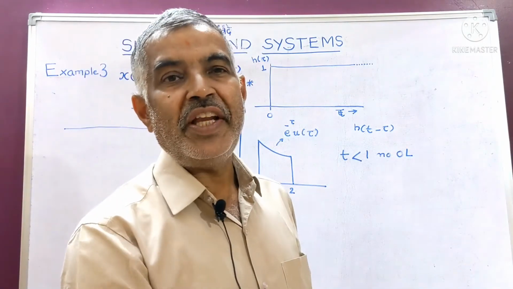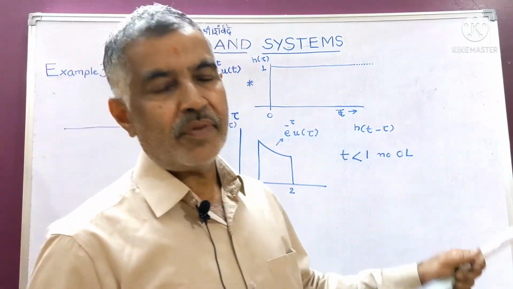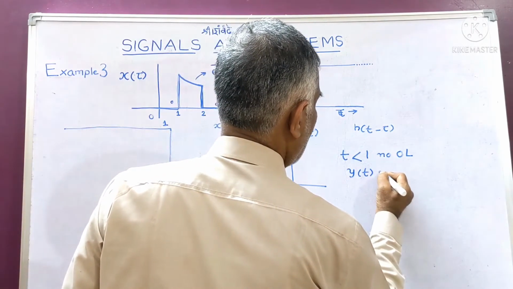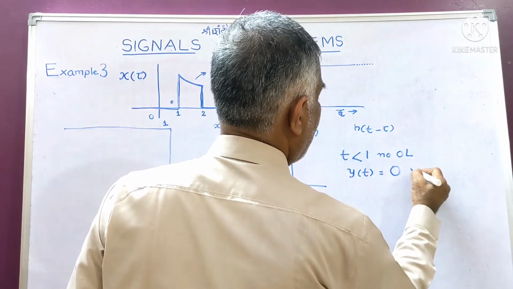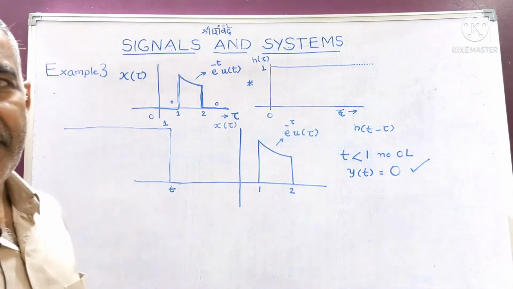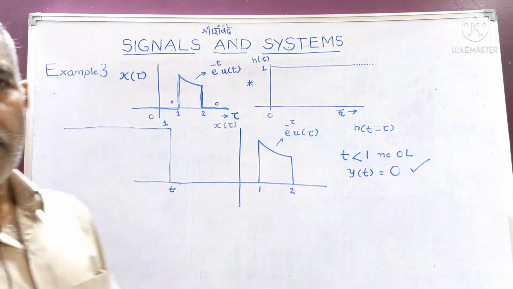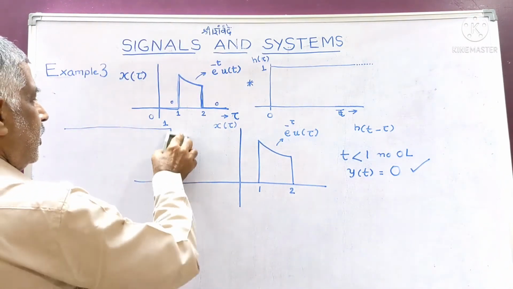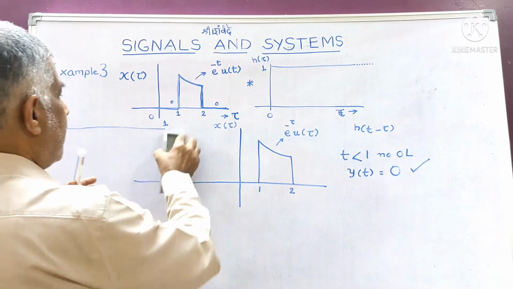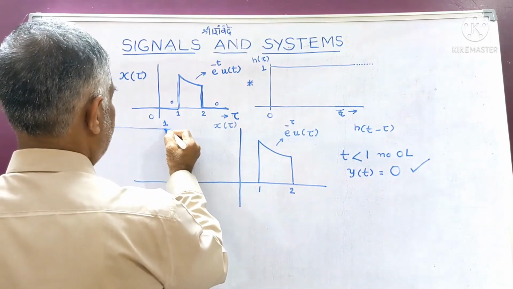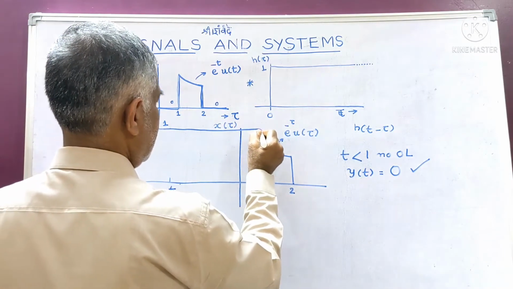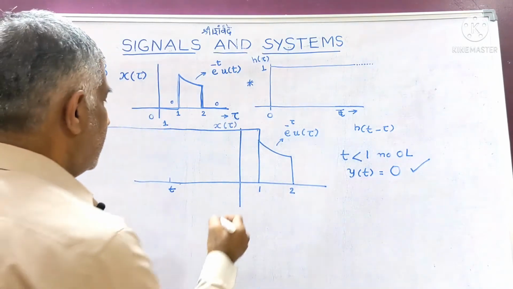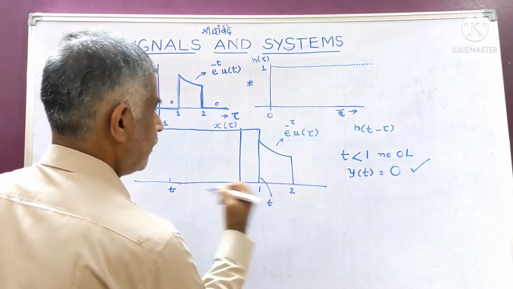So when you sketch the y of t graph, there is no overlap. Therefore, y of t is 0. This is one of the answers: y of t equal to 0. Now, if overlapping has to start, this edge must come here, and here must come here. Now t edge is here.